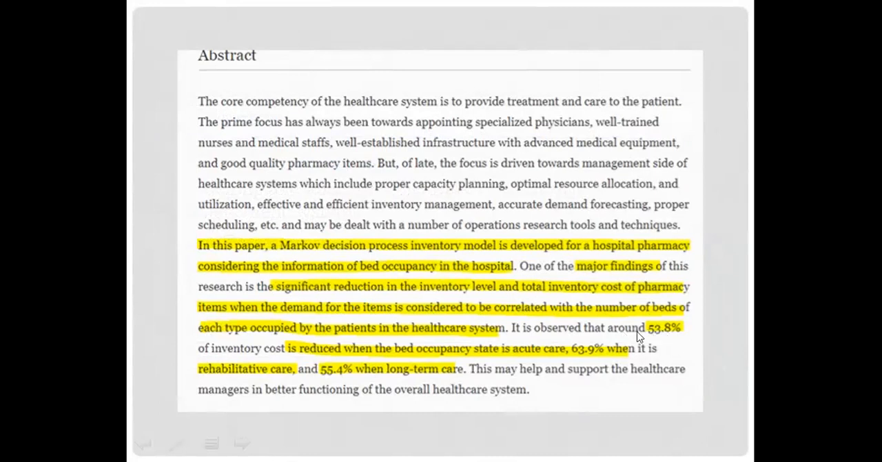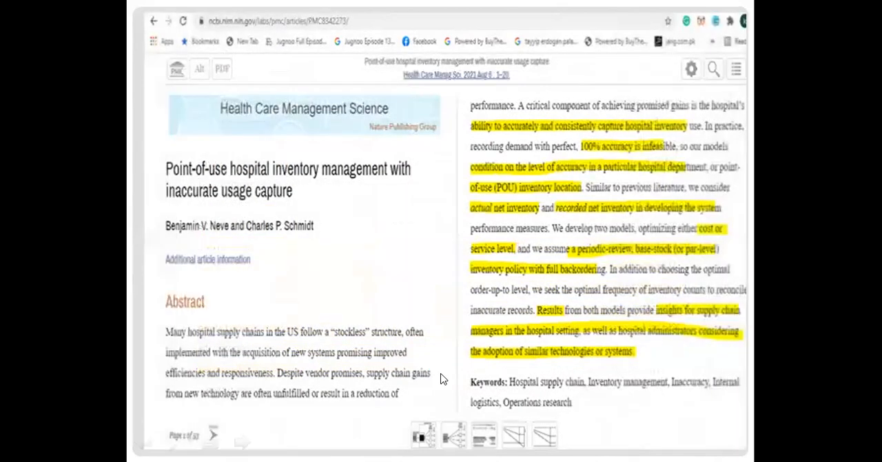For example, it is observed that 53% inventory cost is reduced when the bed occupancy state is acute care, 63% when it is rehabilitative, and 54% when long-term care. There is also a paper, point of use hospital inventory management with inaccurate usage capture. This paper is about the ability to accurately and consistently capture hospital inventory. In practice, 100% accuracy of inventory management is infeasible, and they use a model to determine the level of accuracy in a particular hospital point of use inventory location.